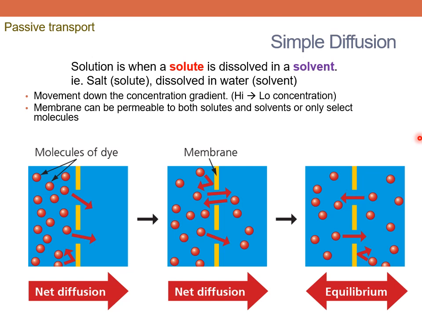There is a net movement of molecules until the concentration of molecules is equal on both sides of the membrane, as we see here in this third figure. Keep in mind that when the molecules reach equilibrium, the molecules can now move back and forth across the membrane, but there is no net movement in either direction.